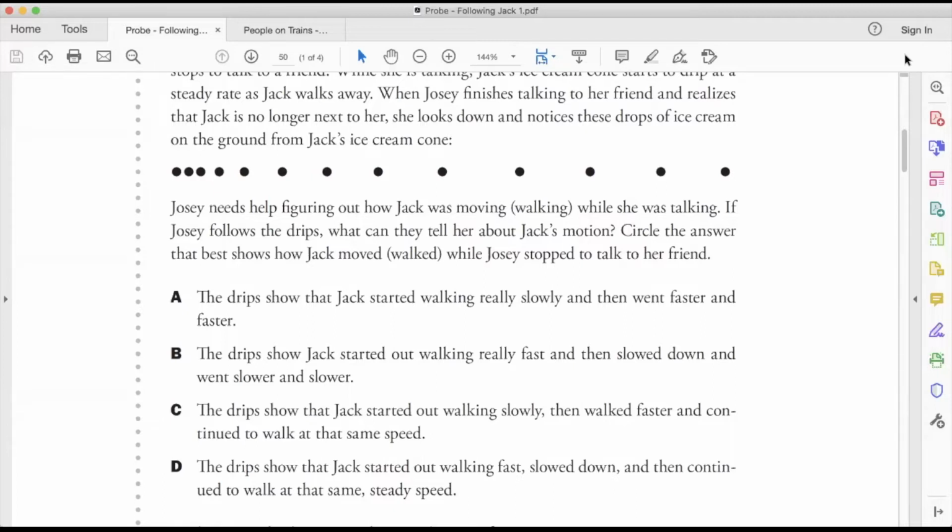The drips show that Jack started walking out slowly, then walked faster, and then continued to walk at the same speed. Now, I'm going to stop sharing for a second. I will bring it up to where I can still read it though. Now, this could be something like an FRQ, right? Where you have to explain something. And I said, where possible, try to include a physics fact, which can be a formula, it can be something I gave you, but it can be something that you know factual about physics and then tie it in.